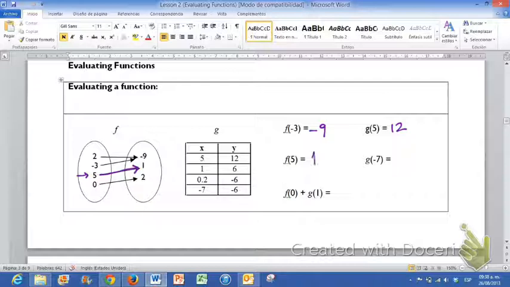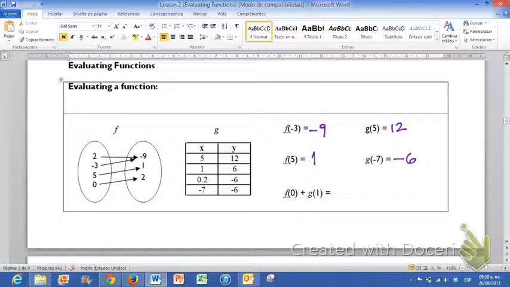Write the answer. Now let's go with g of minus 7. For the function g, represented by that table, according to the table this is negative 7, so the output or the value of g, or y, is minus 6. Okay, minus 6. Then we have the last example here, f of 0 plus g of 1.